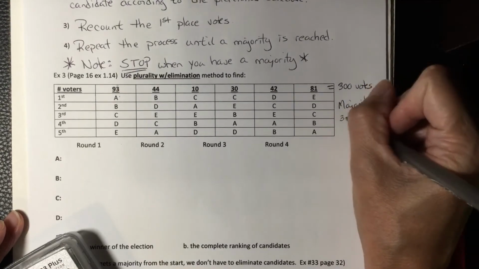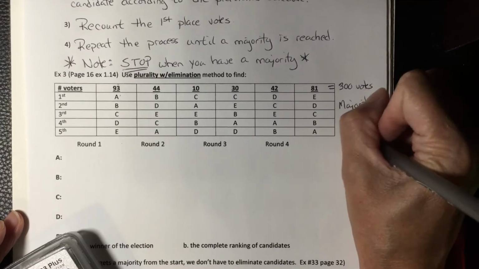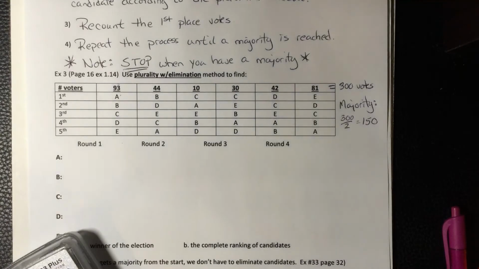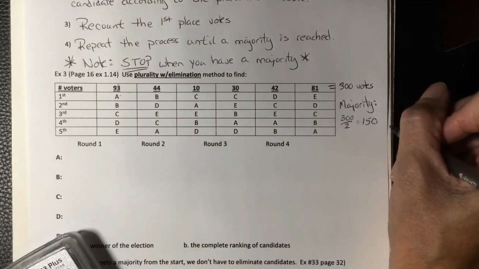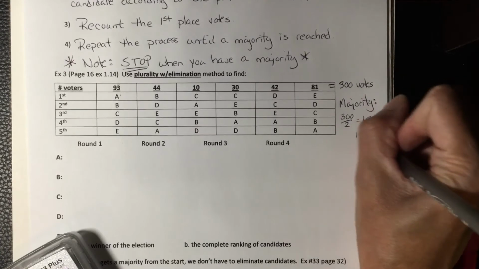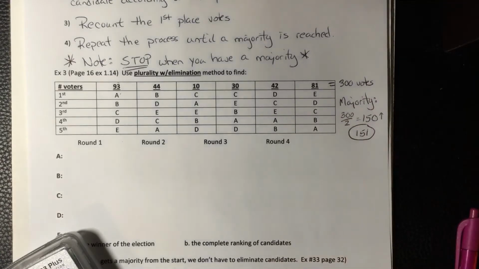So remember, to get a majority, I'm going to halve it, which would give me 150, but that would only be half the votes. For a majority, we need more than half, so we always go up. And so that's going to take us to 151 votes. So once we get to 151 or more, we know we can stop.